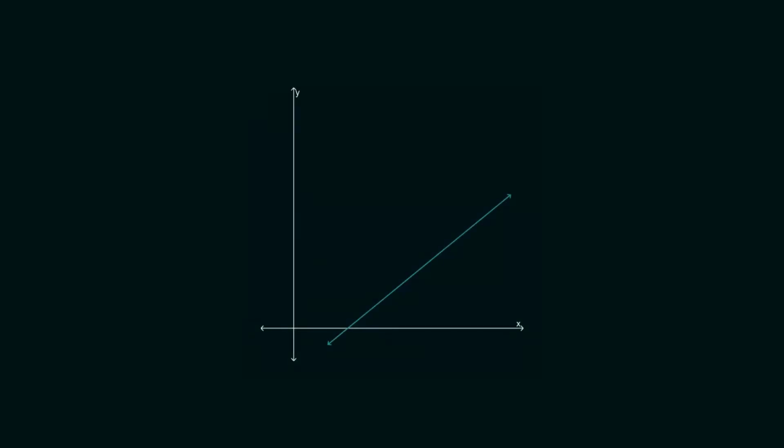When dealing with straight lines, you may need to measure the steepness or direction of the line. To do this, we use a concept called slope of the line, and that's the topic of this video.